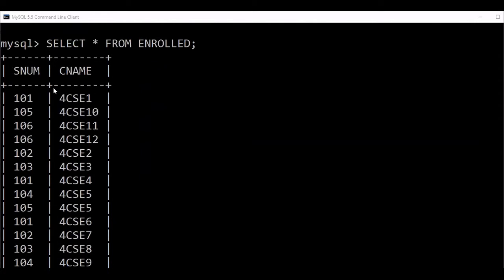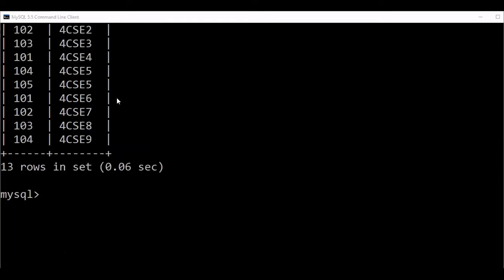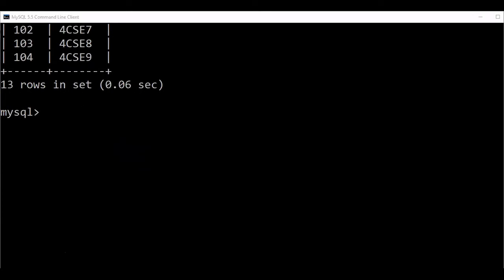What is enrolled? Enrolled is a relationship between what? You can see here, this is keeping the attribute of student and what is this? Course name. So enrolled is the relationship between student and what? The course. Okay, because it is keeping student number and course name. So this is a relationship between two entities, student and course or class. You can say it is class name or course name, any name. So these are the records we have inserted.